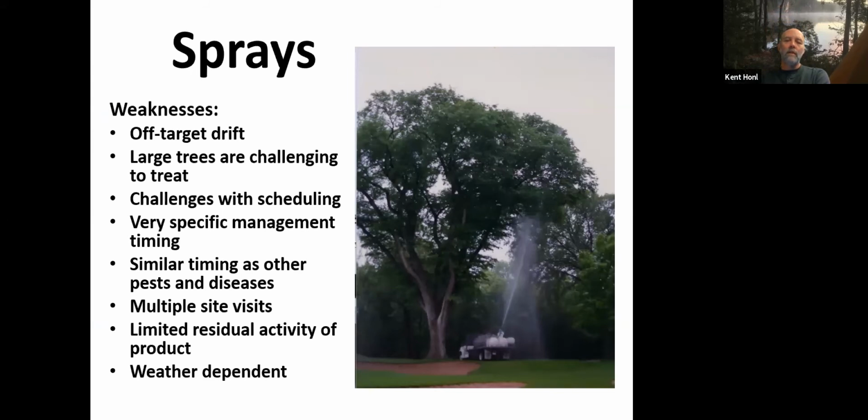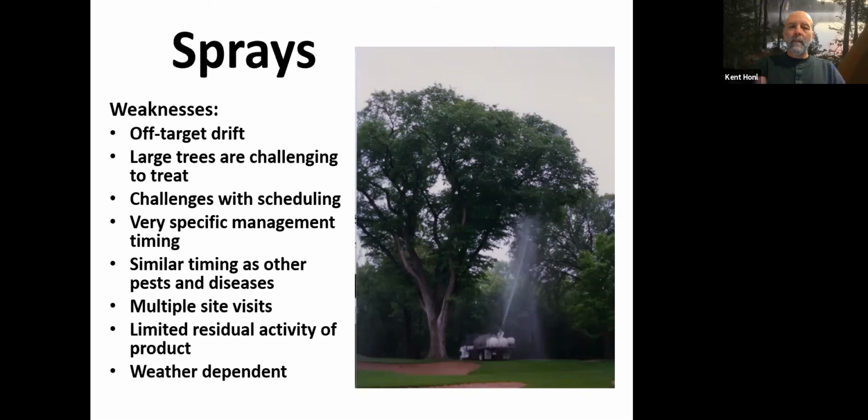And those large trees are just really challenging to treat if you have to do it with sprays, and the challenges with scheduling. Everything has a very specific management timing, as I've been talking about. If you're spraying for apple scab and everything else, everything happens at the same time. Right when that energy dip happens with the trees, that's when all the pests attack. They've evolved to hit the tree at its weakest point in the cycle.